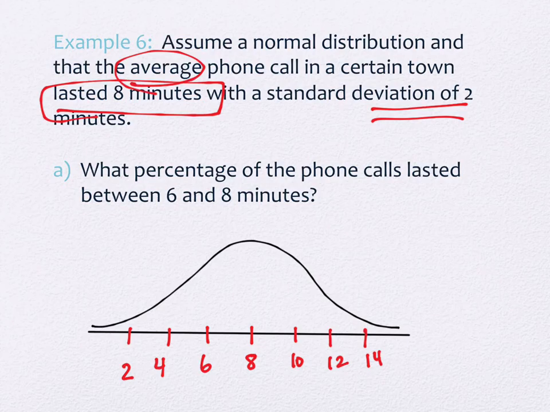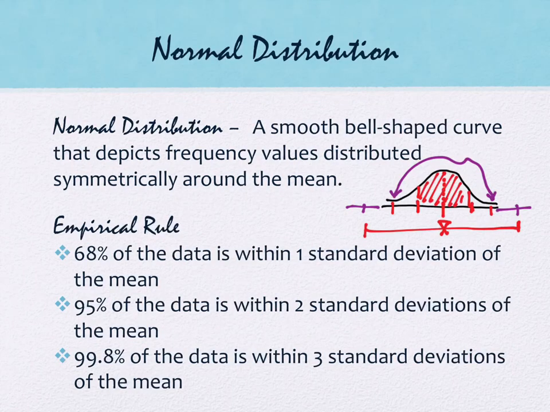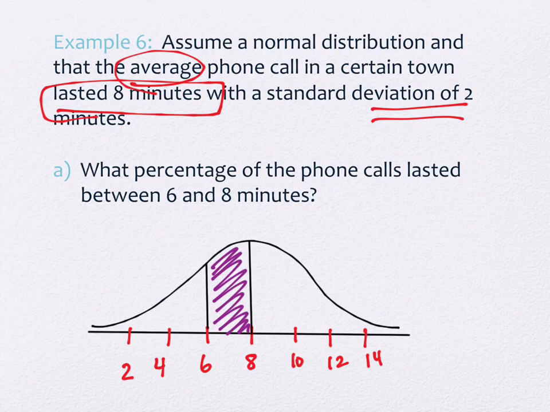Okay. Now, question A asks us the percent of the phone calls that last between 6 minutes and 8 minutes. So it's this part of the curve, and you're going to shade it in. Now, 6 to 8, that's one standard deviation, correct? What did the empirical rule tell us about one standard deviation? What percentage of the data? 68%. But this graph only did one standard deviation to the left. If I want to do 68%, I do one standard deviation to the left and to the right. So if it's 68% going from one standard deviation left to one standard deviation right, what is it if I only go one standard deviation to the left?